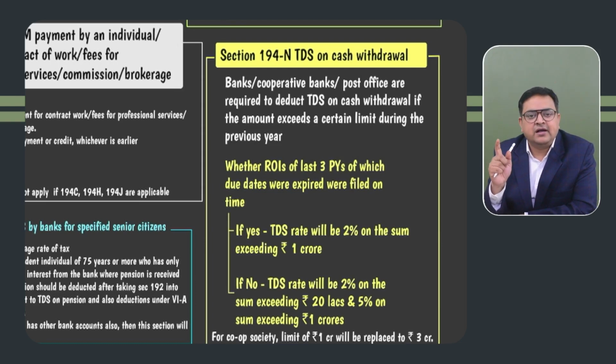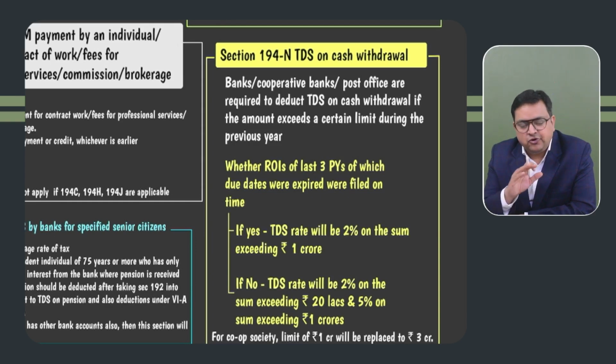So let's say we are withdrawing 1.1 crore rupees in cash. For the initial 0 to 1 crore, no TDS; more than 1 crore, TDS would be applicable at a rate of 1%. Correct? Provided this 1 crore limit would be applicable, provided the person who is withdrawing this money is filing their returns on time. If you are filing your returns on time, or the last 3 years' returns were filed on time, then 1 crore would be the limit.